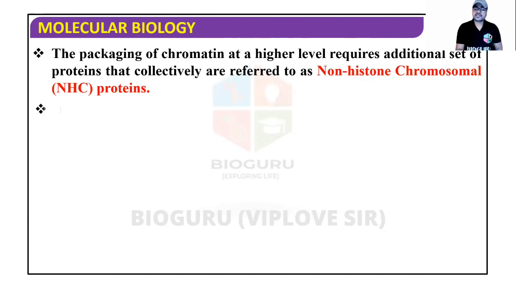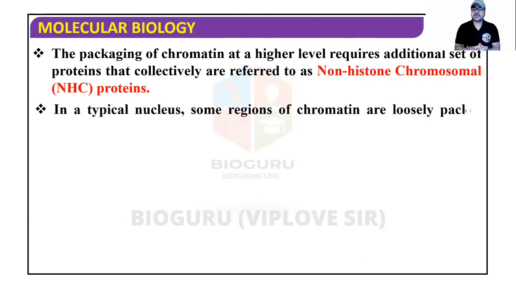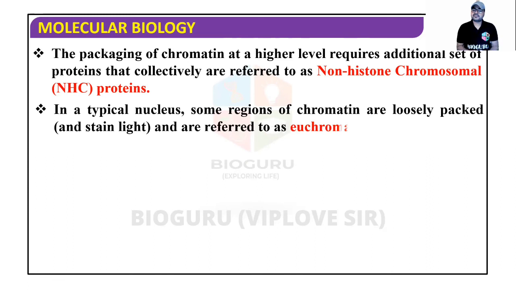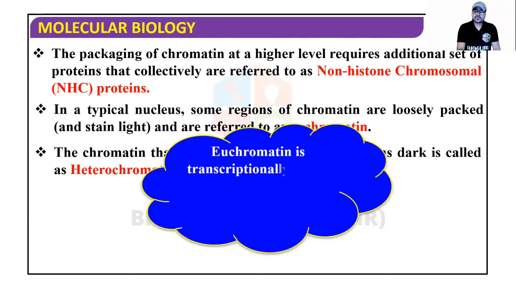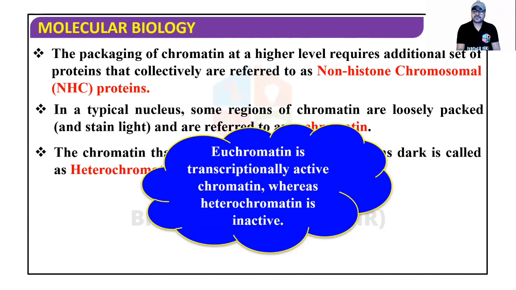Okay, so the packaging of chromatin at higher level requires an additional set of proteins that are collectively referred to as non-histone chromosomal proteins or NHC. In a typical nucleus, some regions of chromatin are loosely packed and stain light, and are referred to as euchromatin. Actually, euchromatin is the active chromatin. The chromatin that is more densely packed and stains dark is called heterochromatin. It is actually inactive. So euchromatin is transcriptionally active chromatin, whereas heterochromatin is inactive.